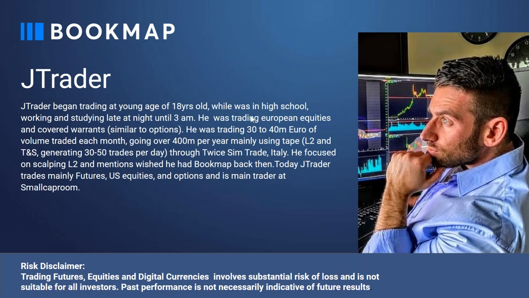Quick introduction of Joseph, or JTrader. He's been trading for quite a while, since he was 18 years old. He started off with European equities and warrants, covered warrants like options, trading very big size even early on, and he's mainly a tape reader. Order flow trading, focused on scalping and the level 2, and he wishes he had Bookmap back in those days. Today, JTrader mainly trades futures, U.S. equities, and options, and is the main trader at his small cap room.